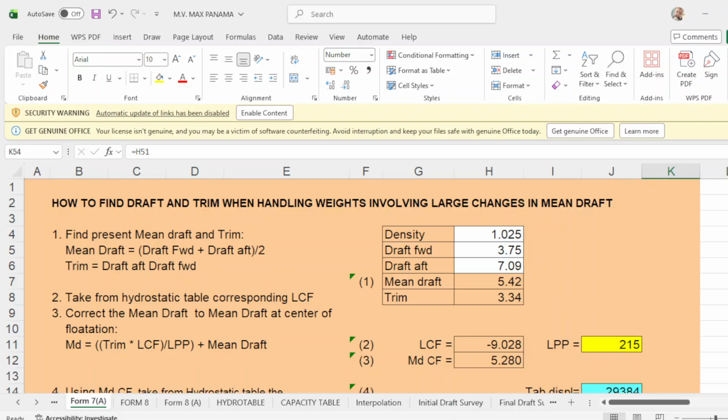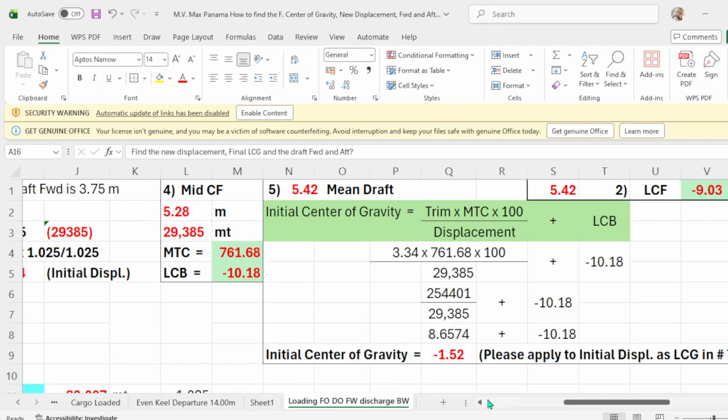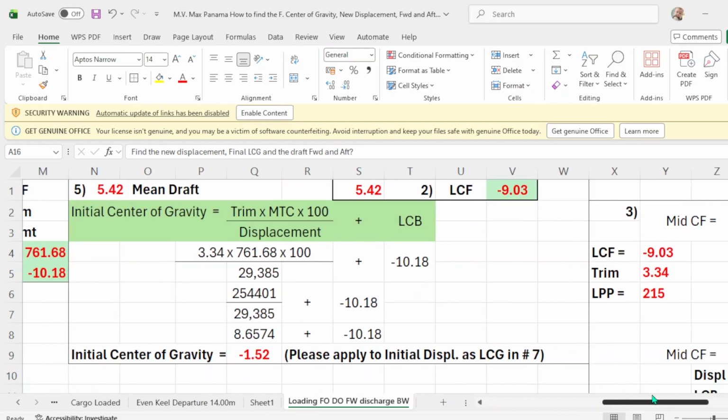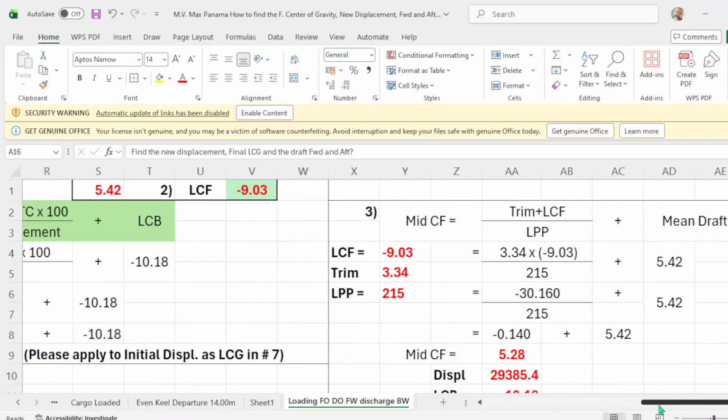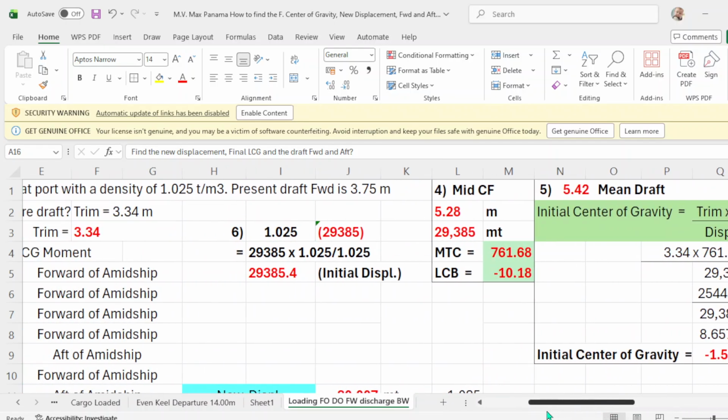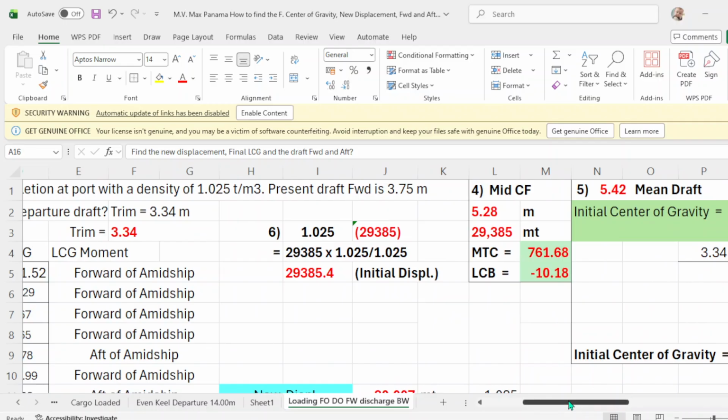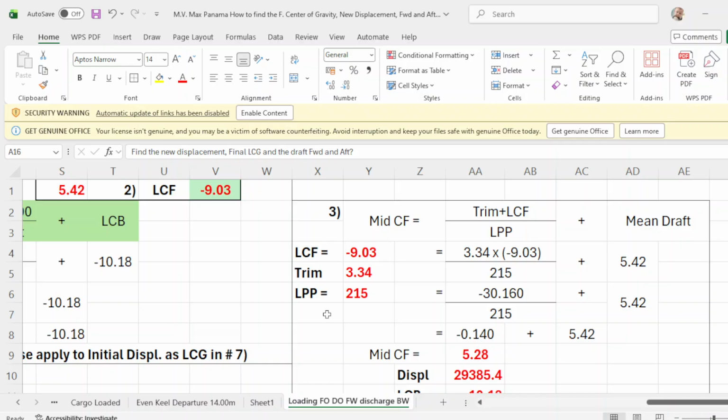So the formula, go to number 3. This is number 3. Draft at center of flotation equals trim times LCF over LPP plus mean draft. Okay, so your LCF is negative 9.03. Your trim is 3.34. And the LPP is 215, which is this one, 215.